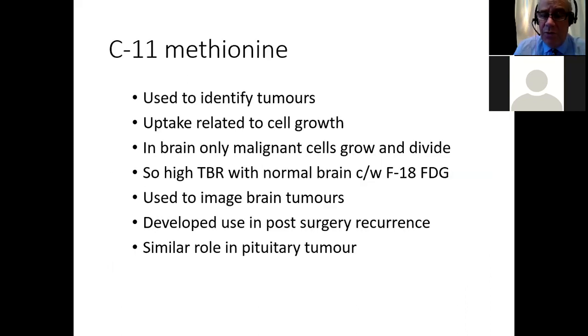So C11-methionine works in a very similar way to an amino acid, and again, it's been primarily used in brains, because in the brain, the only malignant cells really grow and divide. There is a slow division of some of the glial cells, but it is very slow. So compared to normal brain, you get a very high uptake if there are dividing tumor cells, unlike FDG, where it could be lower, the same, or higher than normal brain. And again, it's been primarily used to look for these sort of post-surgical recurrences.